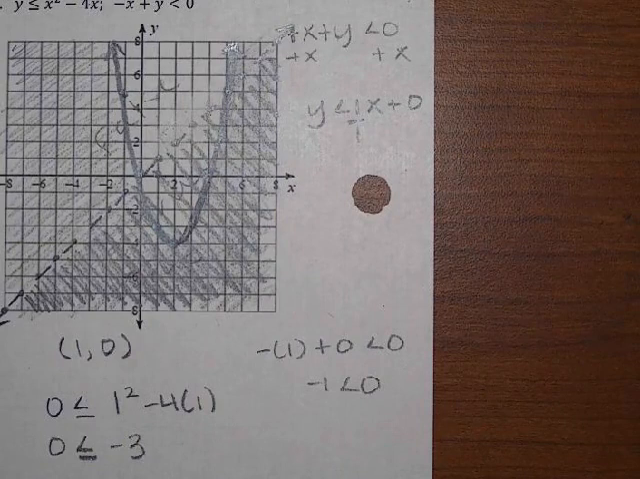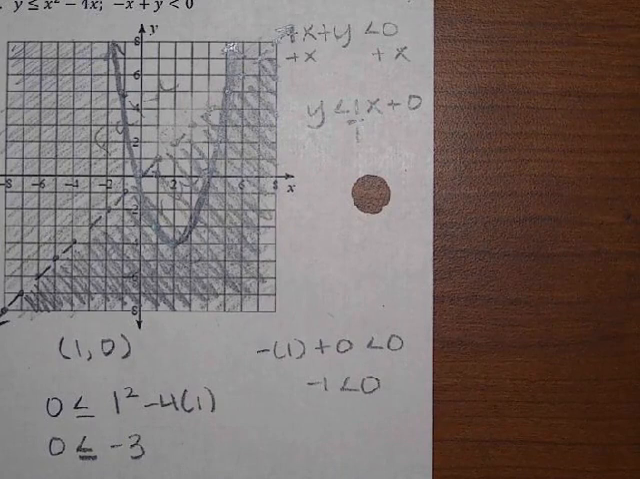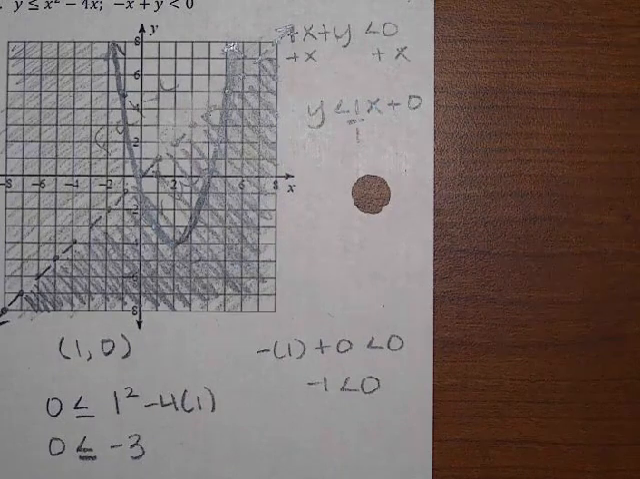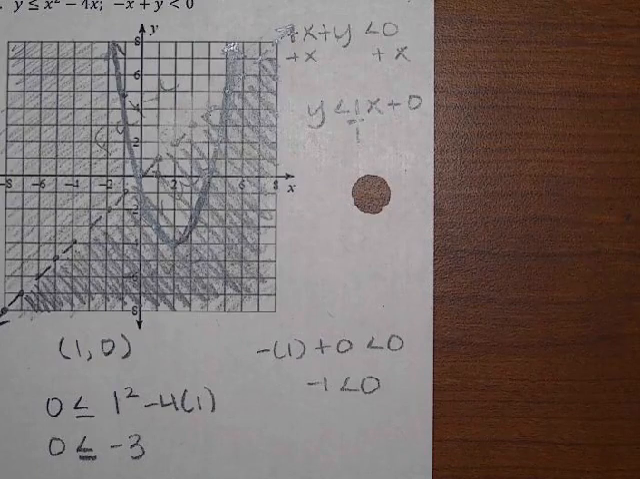I think I want you guys to do 4 through 6 and then 10 and 11. 4 through 6, 10, and 11. So you can skip 7, 8, and 9. Sound reasonable? Okay. 4 through 6, 10, 11.